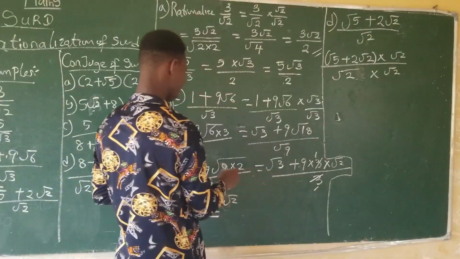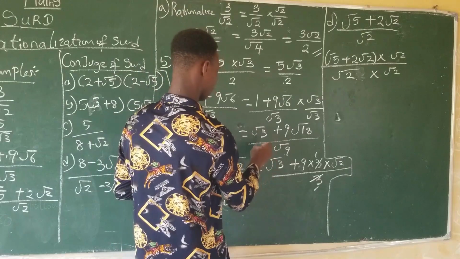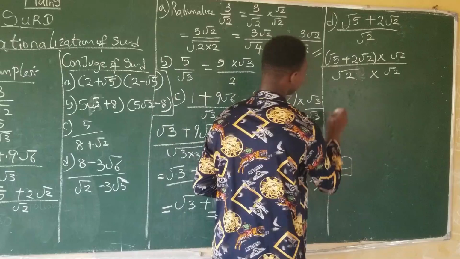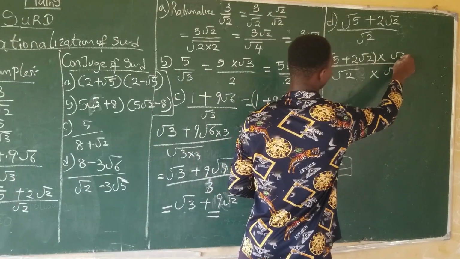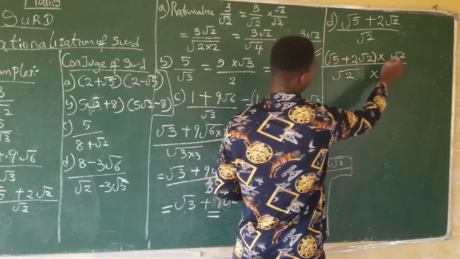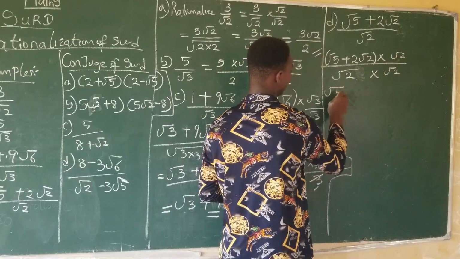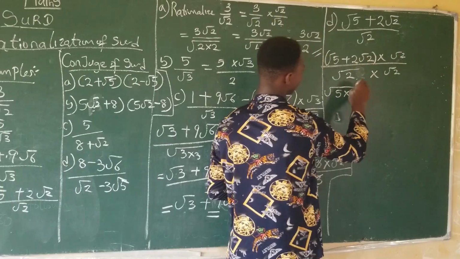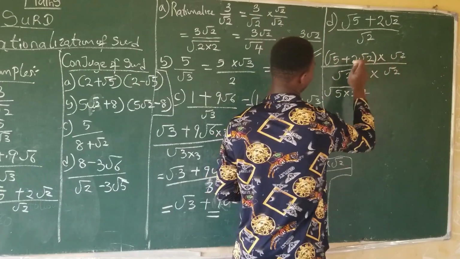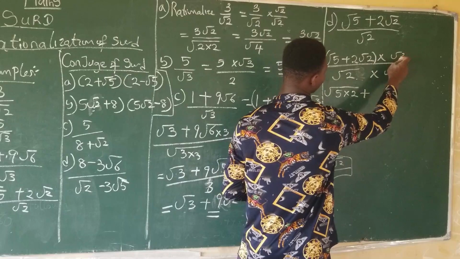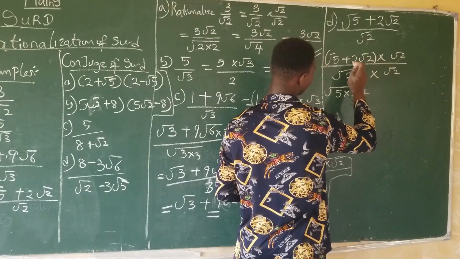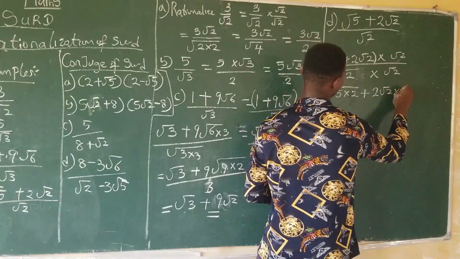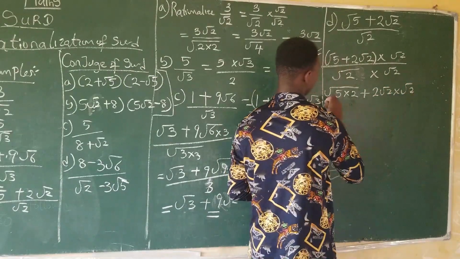Then when we said it multiplies, like the same way we said, it multiplies everything here. So it becomes root 5 times root 2, which is the same thing as 5 times root 2, okay, plus 2 root 2 plus 2 root 2 times root 5, 2 root 2 times root 2 all over.